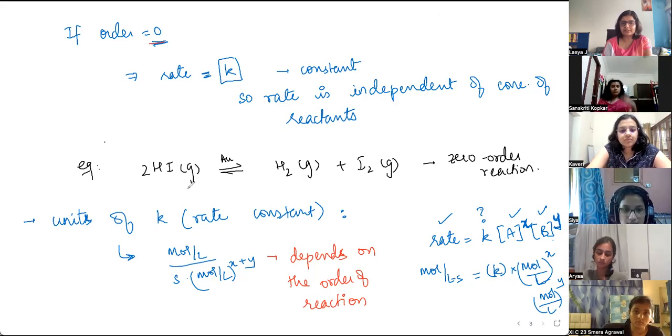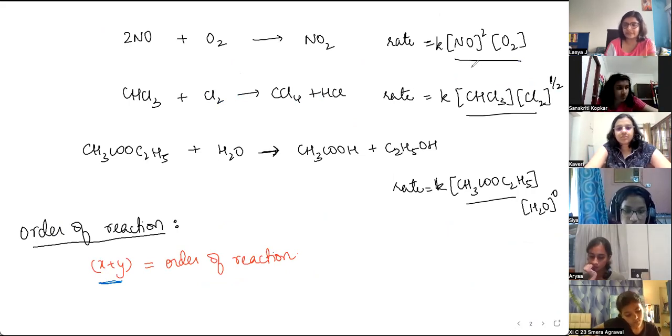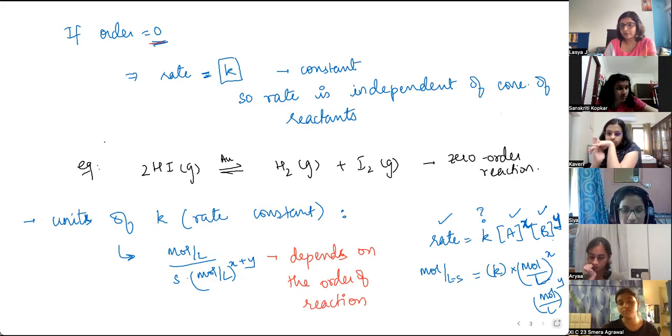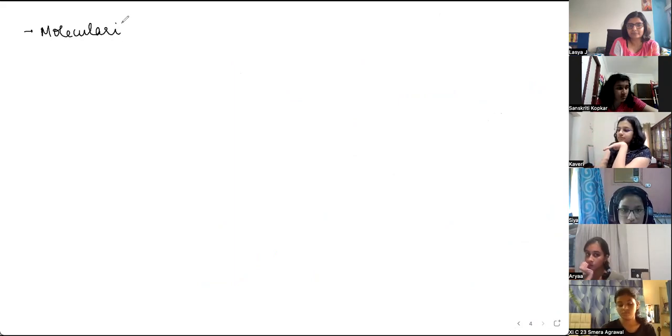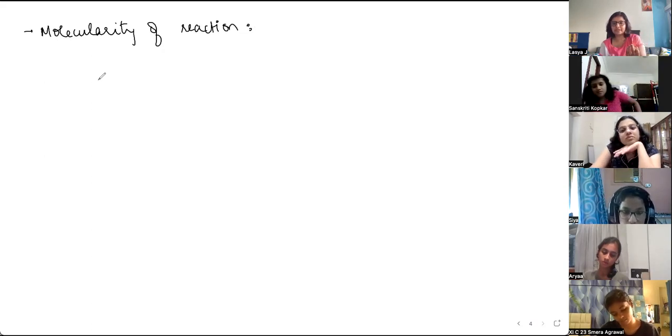So this is order of a reaction, which is basically the exponent on which the rate of a reaction depends, the exponent of the concentration. Now there's something called molecularity of a reaction. To put it very, very simply, it is the number of individual molecules required for the reaction to take place.